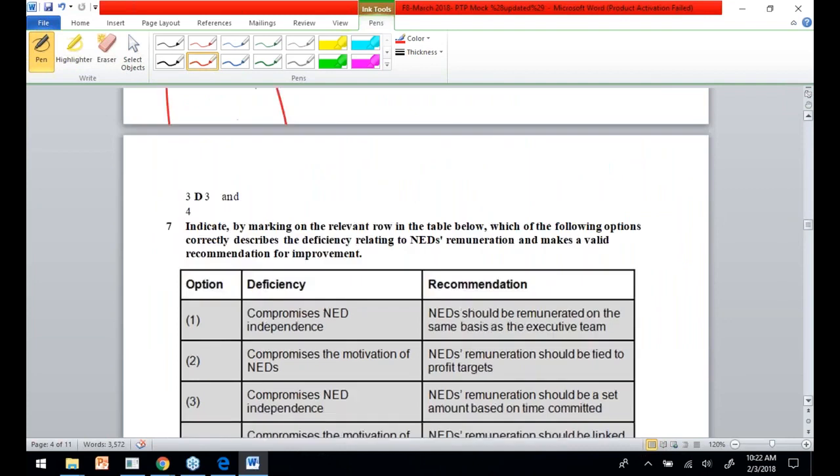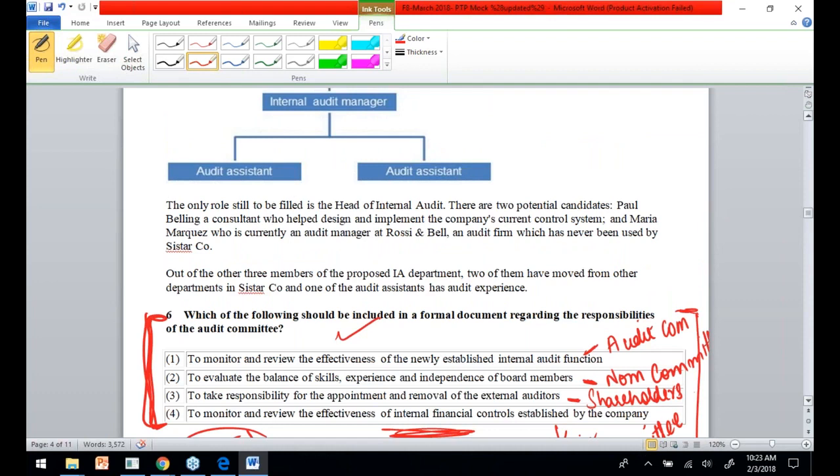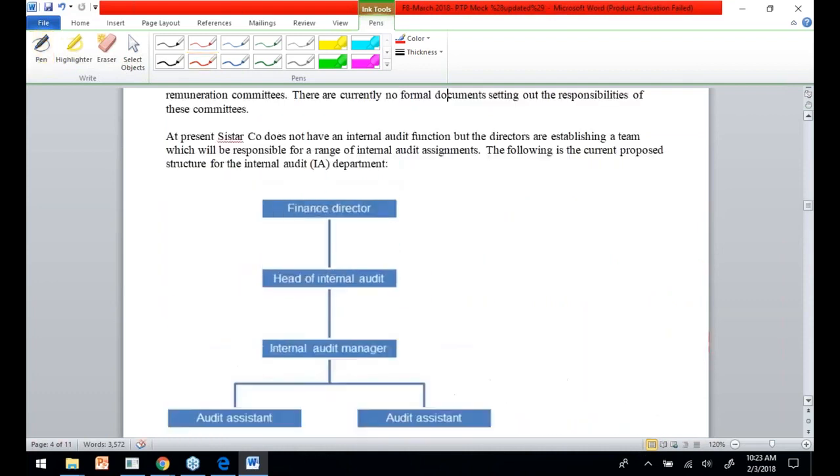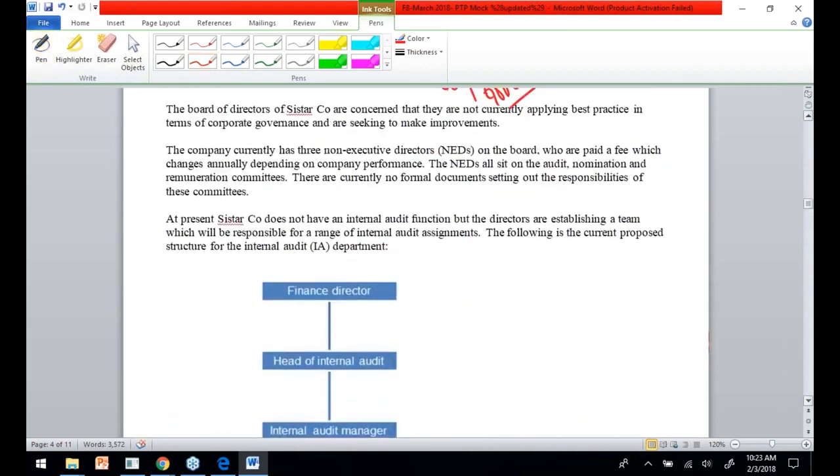Okay, so indicate by marking on the relevant row in the table below which of the following options correctly describes the deficiency related to NED remuneration and makes a valid recommendation for improvement. Now, everyone, don't look at these options. Do not look at these options. Go back above and let's look at what the problem is.